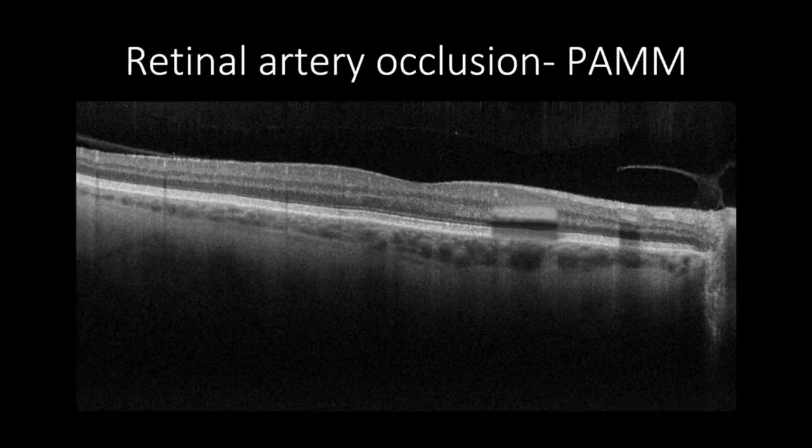OCT can be useful to rule out paracentral acute middle maculopathy, which can be a predecessor to retinal artery occlusion and features a marked increased reflectivity of the outer plexiform and inner nuclear layer, which usually casts a shadow.